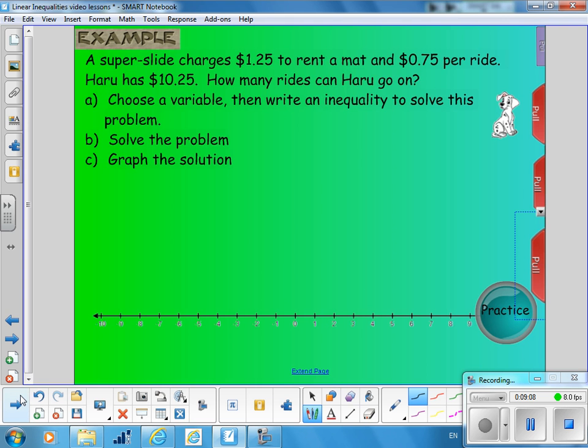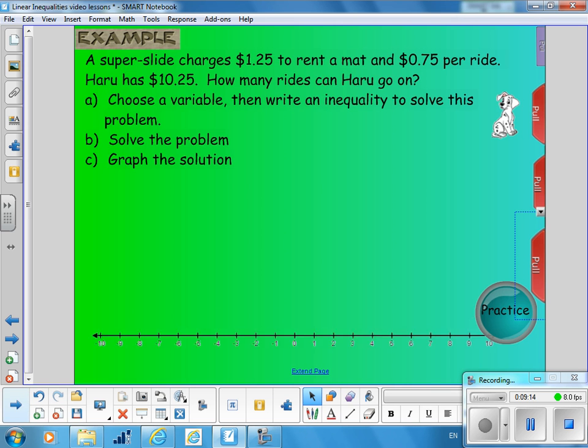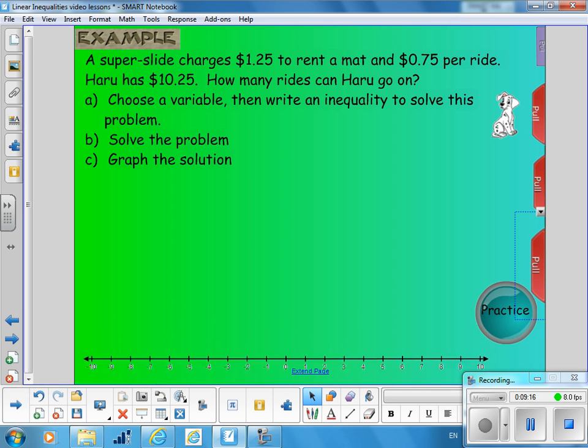And one last one. A super slide charges $1.25 to rent a mat and 75 cents per ride. Haru has $10.25. How many rides can Haru go on? So we need to choose a variable, write an inequality, and solve this problem. And then we want to graph the solution. So let's choose a variable. Let's let x be the number of rides.